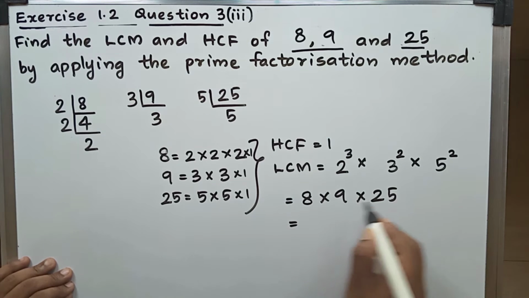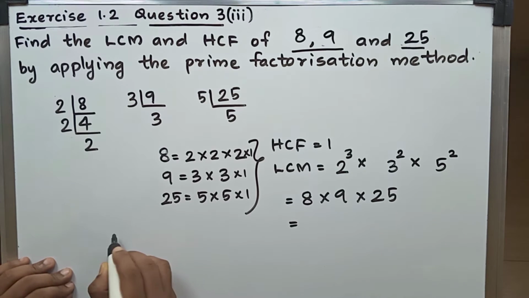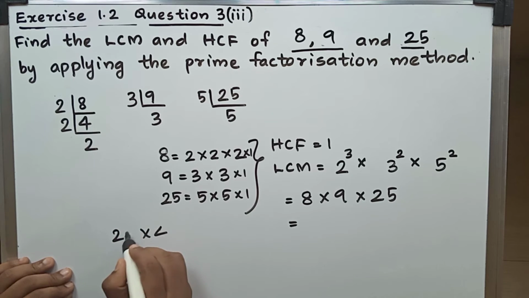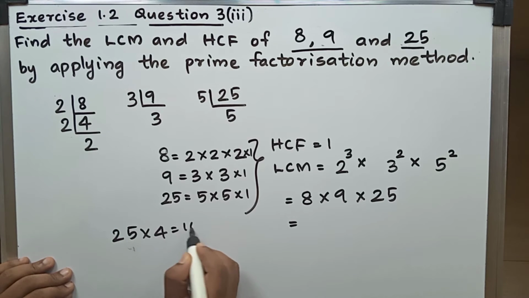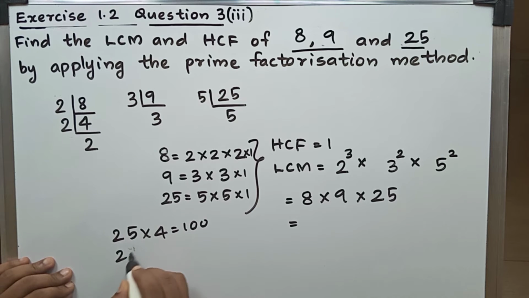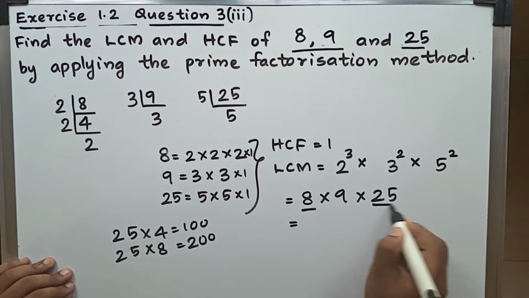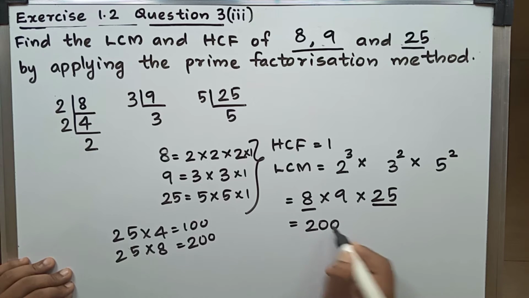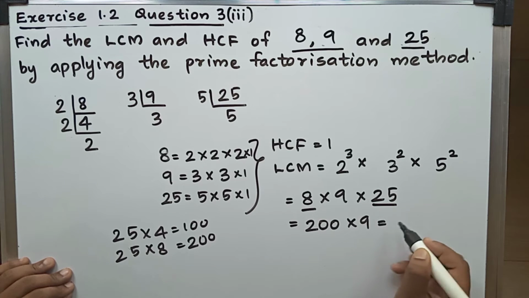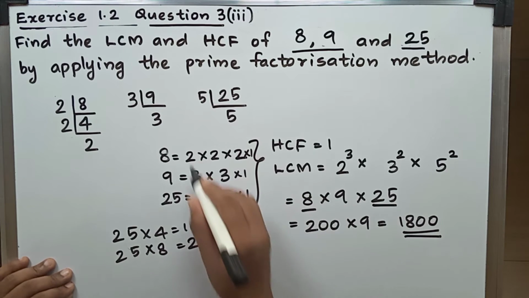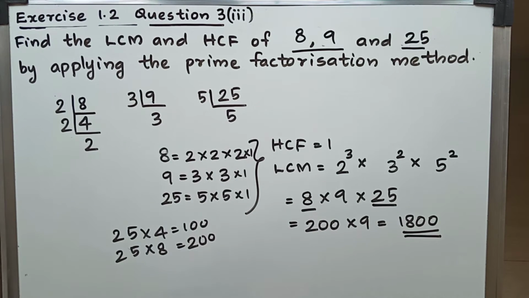Okay, 8 into 25. See, 25 into 4 is actually 100, right? So what is 25 into 8? See, 4 into 2 is 8. So it is 200. Okay, 25 into 8 is 200, into 9. So we will get 1800. This is the LCM of these three numbers.